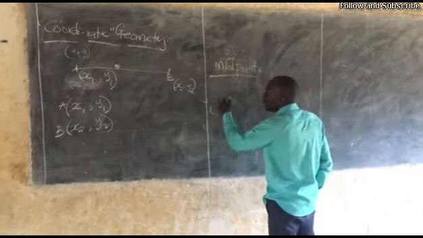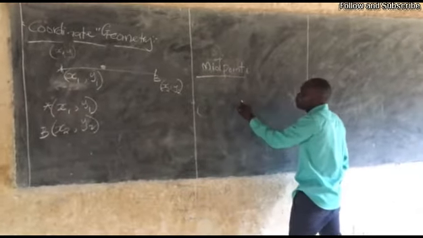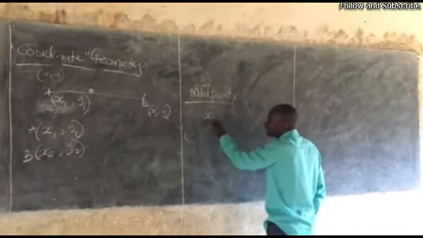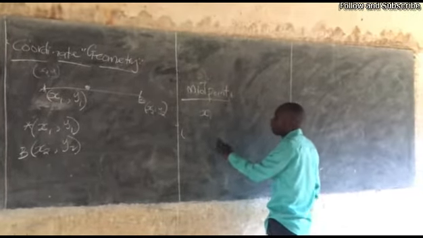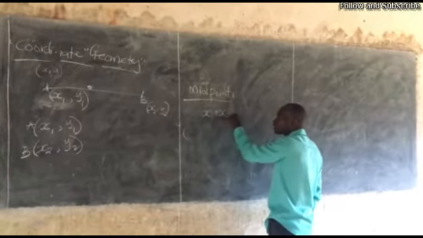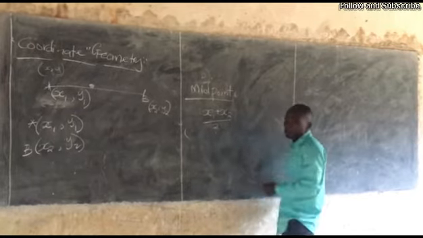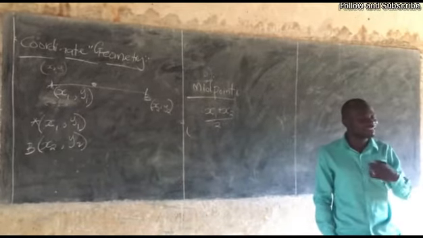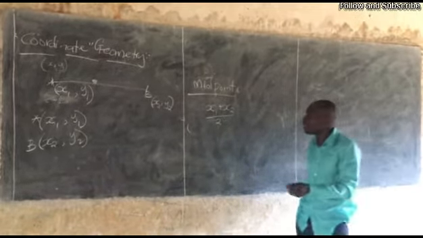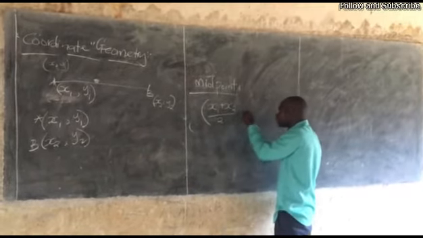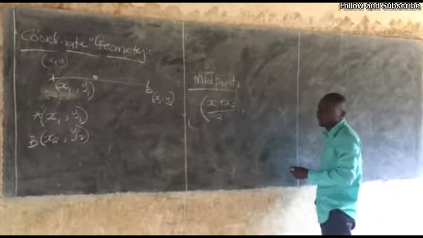In simple terms, for any midpoint, the midpoint will always be given as the first x coordinate, which is x1, plus the second x coordinate, divided by 2. Being that a midpoint is a point and it must be a coordinate, it must have an x value and a y value.